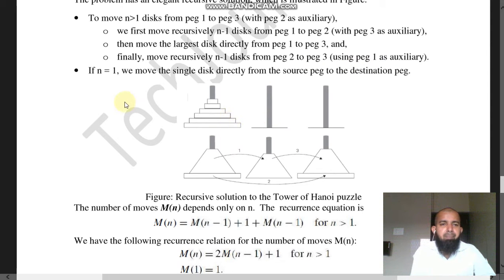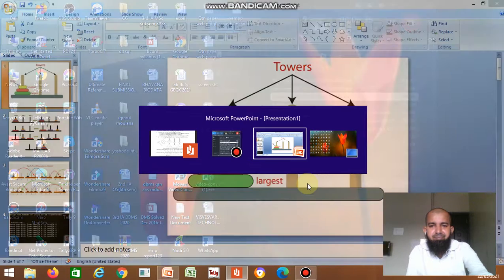If n equals 1, we move the single disk directly from the source peg to the destination peg. This is the source peg, this is the destination peg. If it is only one disk, you place it from here to here, no problem at all. By taking an example you can understand it clearly.